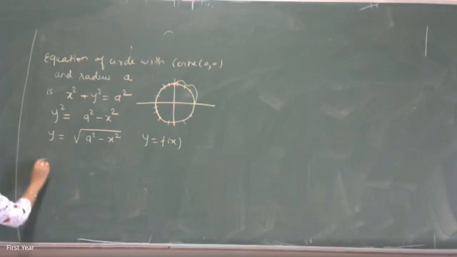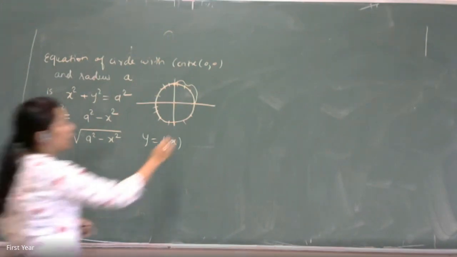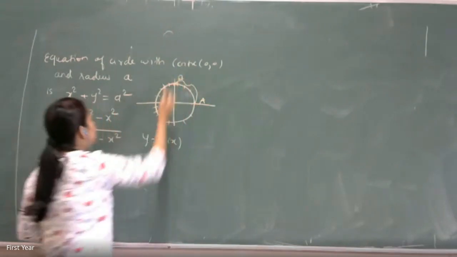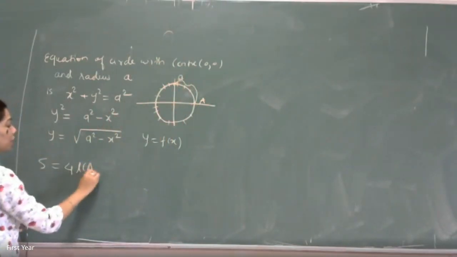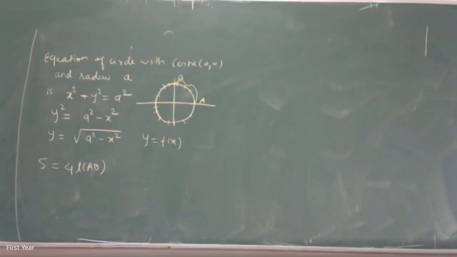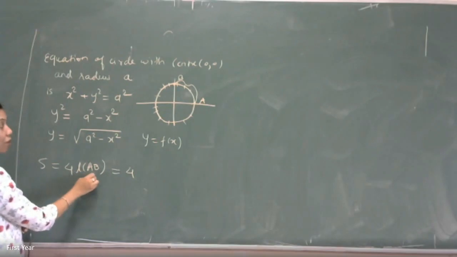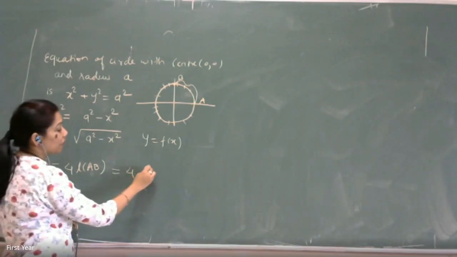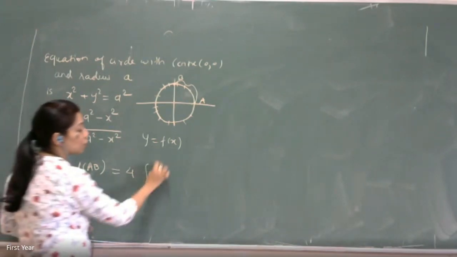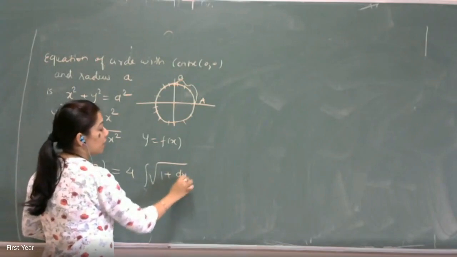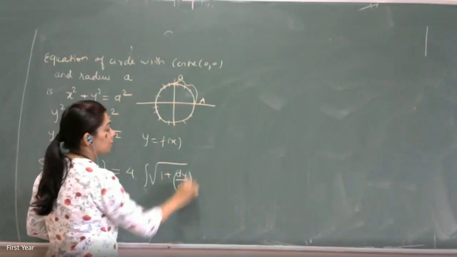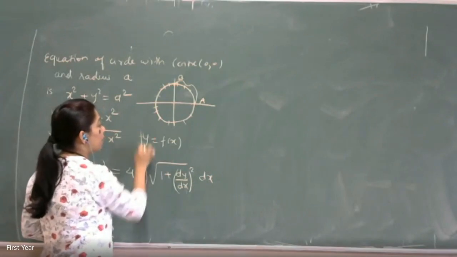So your S is nothing but 4 times, if I denote this by AB, it is 4 times the length AB. Correct? S is equal to 4 times length AB. So I'll find the length of AB. What's the formula for finding length of AB? Integration of square root of 1 plus (dy by dx) the whole square. Why am I using this formula? Because I have y is equal to f(x).